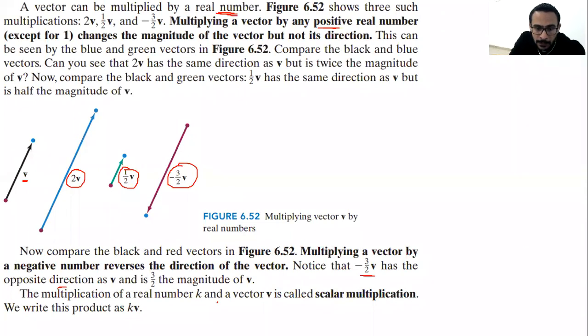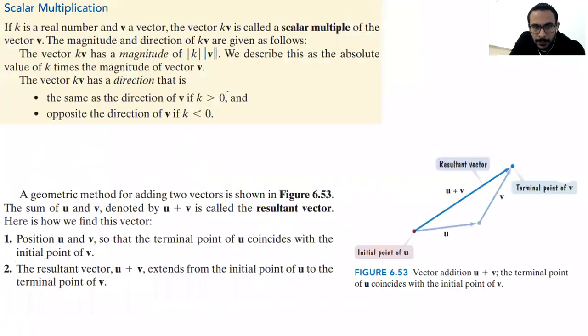The multiplication of a real number k and the vector v is called scalar multiplication. It's called what? Scalar multiplication, and we write it as kv. You multiply normally. And here is the rule. Same direction when k is positive, different direction when k is negative, or less than 0. Okay, you have to take the absolute value of k so that you know the magnitude.